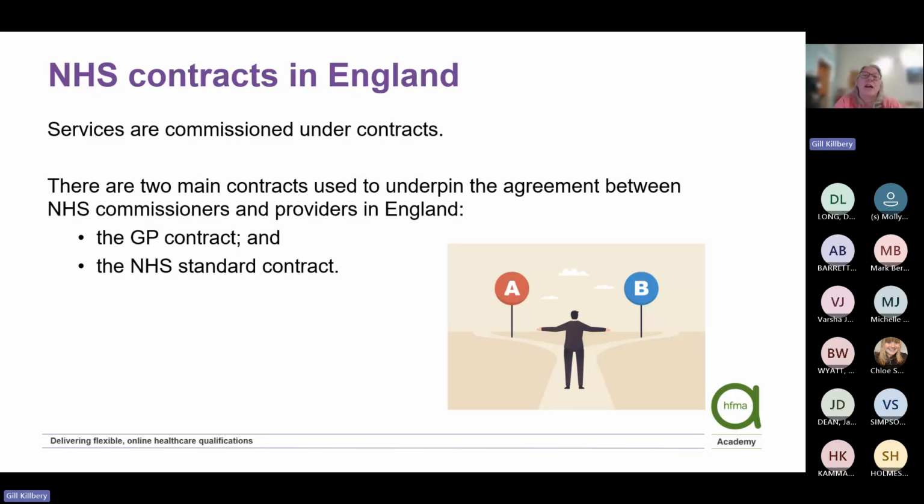But there are two main contracts that we can use in the NHS. There's the GP contract, it does what it says on the tin, and it's for GP contracts. And there's the NHS standard contract, which is for everything else.